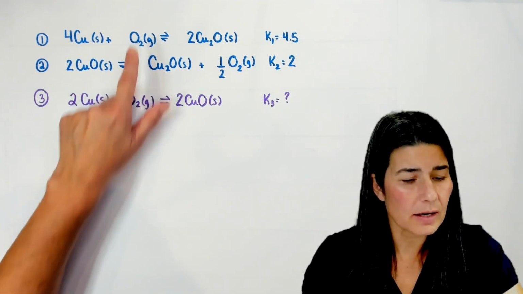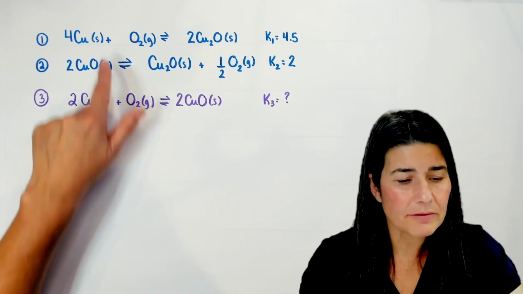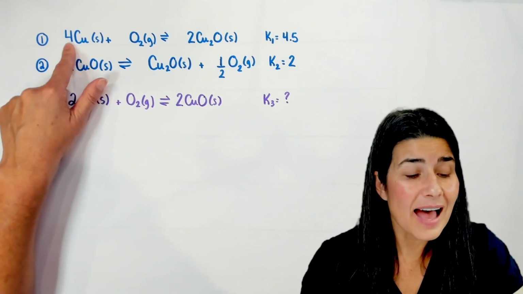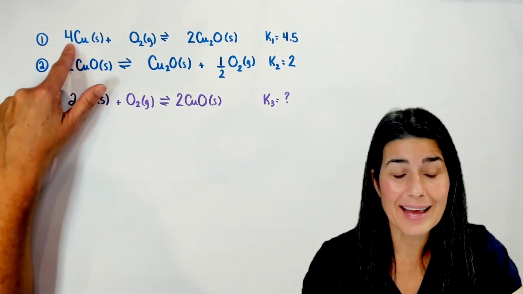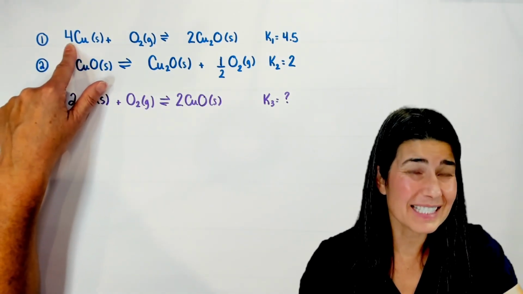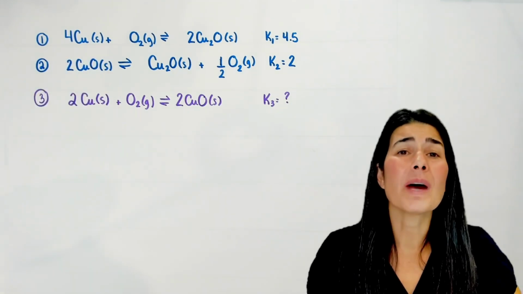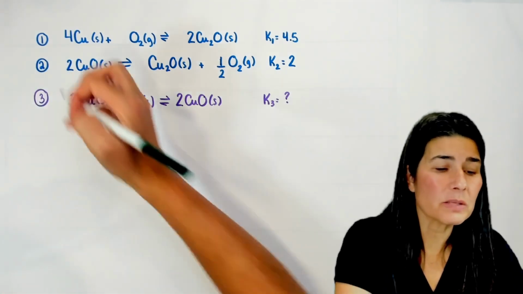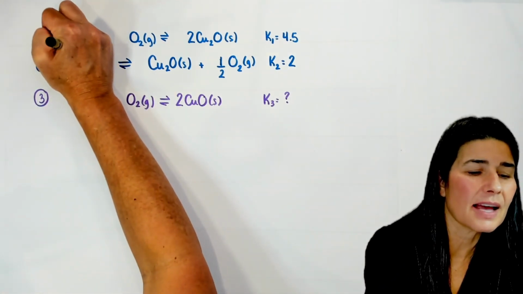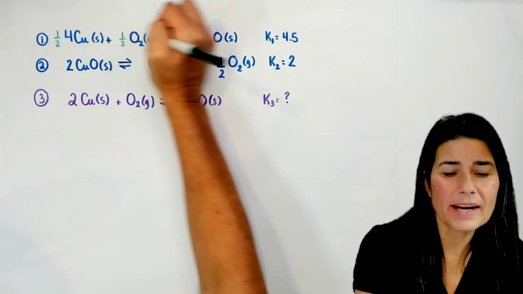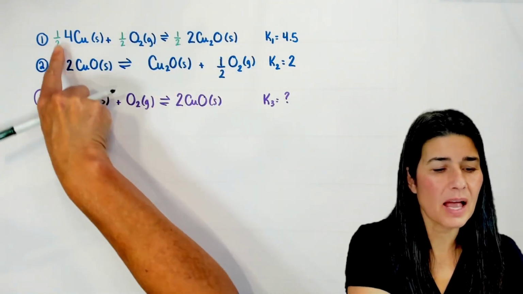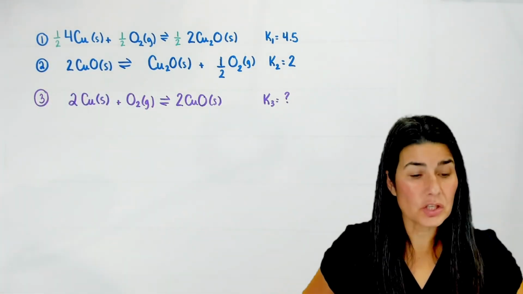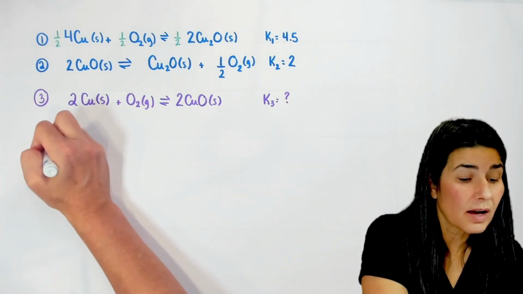Okay, let's take a look. I want copper on the left. This first reaction gives me copper on the left. That's good. I want two coppers. Right now I have 4 coppers. I need to make it into 2. So what I'm going to do in order to get from 4 to 2 is multiply all of the terms inside my reaction by 1/2. If I multiply all of the terms, 4 divided by 2 will give me the 2 coppers that I need.